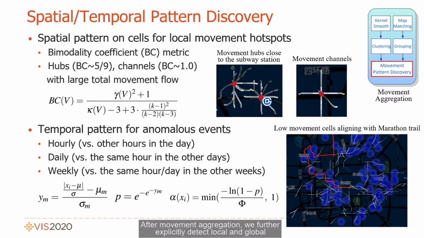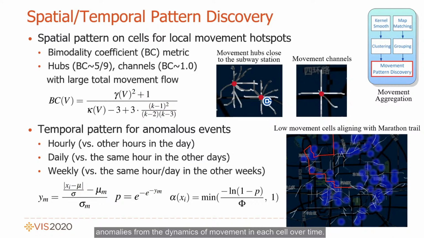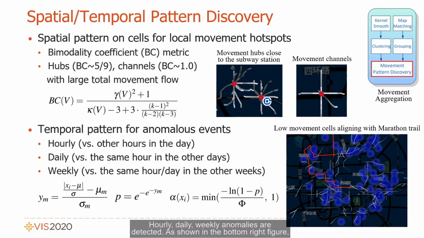After movement aggregation, we further explicitly detect local and global movement patterns for highlights in the visualization. Spatially, we discover hub cells and channel cells by a bimodality coefficient metric. Temporally, we detect possible anomalies from the dynamic movement in each cell over time. Hourly, daily, weekly anomalies are detected.